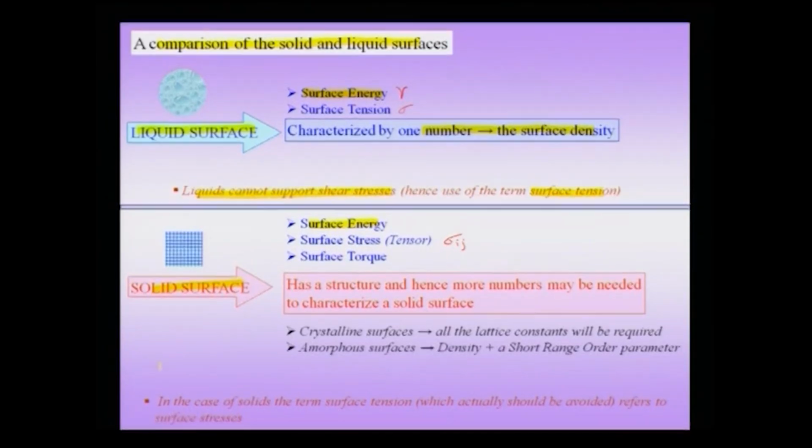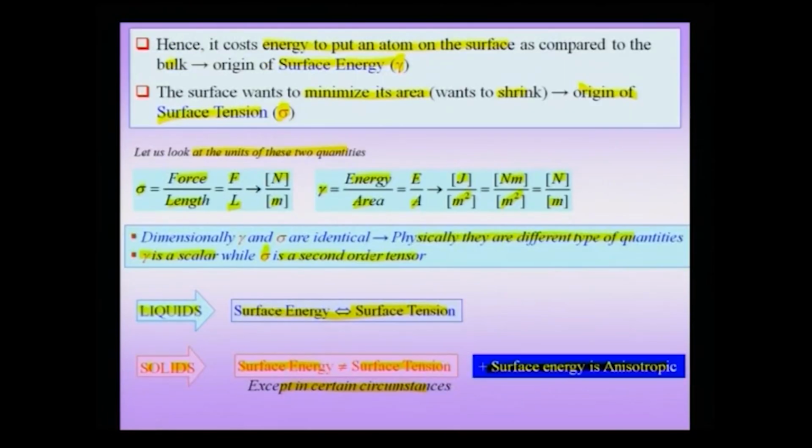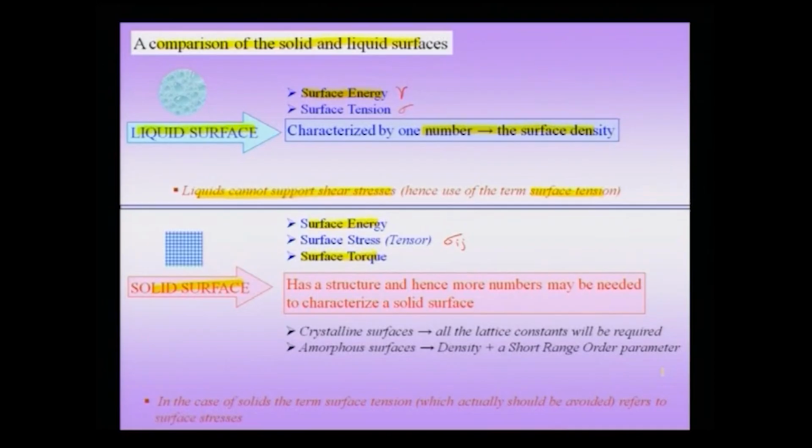Additionally, a surface is also associated with surface torque. The origin of surface torque is related to the fact that the surface energy could be anisotropic. That means that it depends on my crystallographic plane. Suppose I am talking about a crystalline surface, the energy is going to depend on that, and therefore, suppose I am talking about 2 kinds of surfaces.